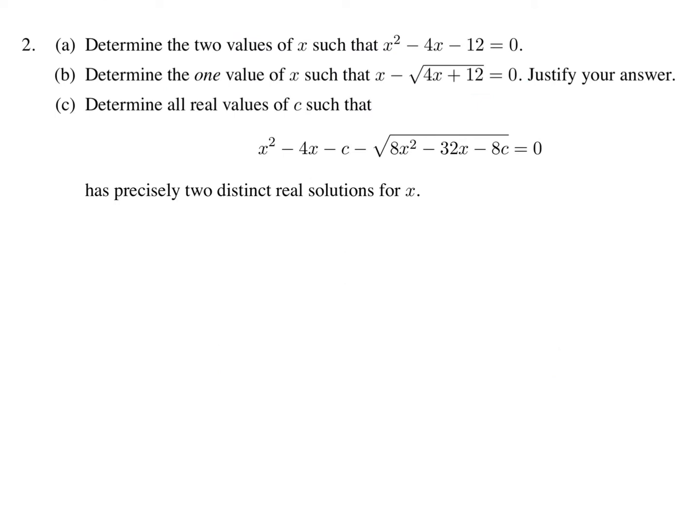Determine the 2 values of x such that x squared minus 4x minus 12 is 0. Okay. I think that should factor. x squared minus 4x minus 12 is 0. So if I factor, let's see, what do I get?